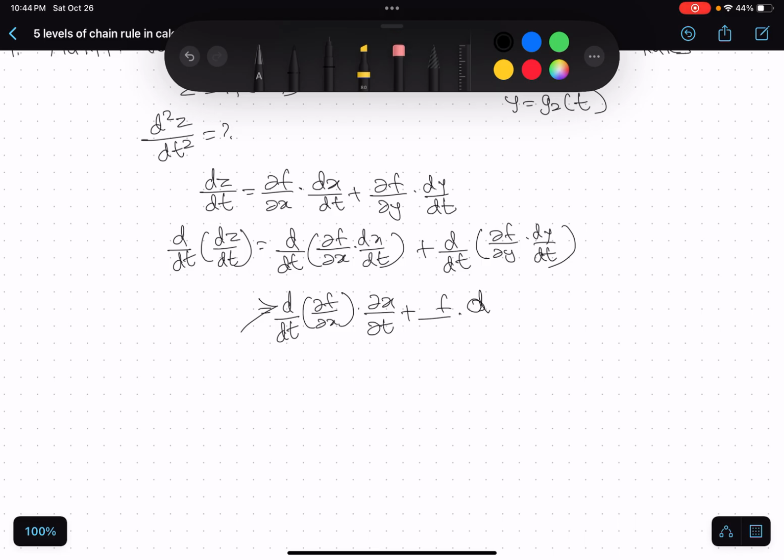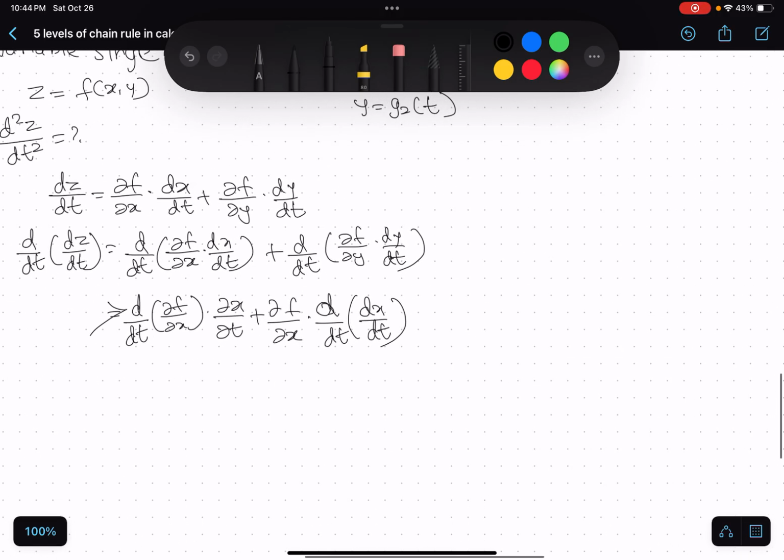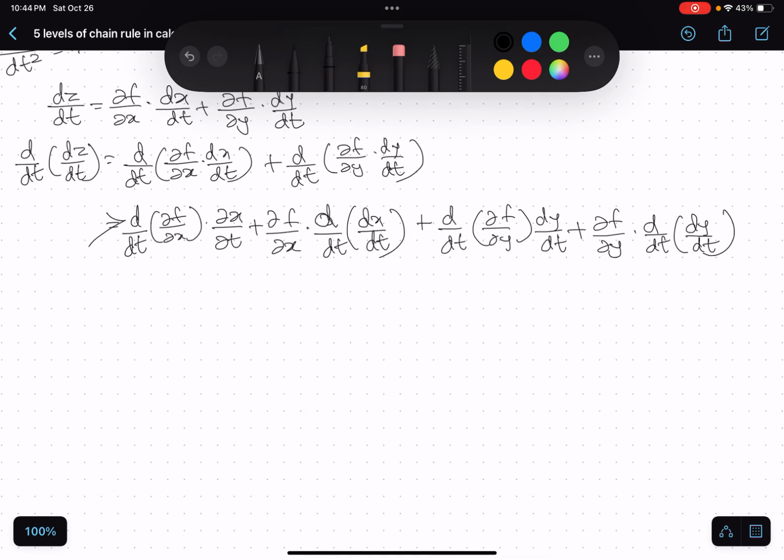Okay, and then, okay, this was partial actually. Okay, d by dt of dx by dt, right? This is just the product rule. Over here also we will have the product rule. We will have d by dt of partial f by partial y, and then dy by dt as it is, plus partial f by partial y times d by dt of dy by dt, right? Now after this, notice that we can write these easily as d square x by dt square, just the second derivative of x with respect to t. We can also write easily that this is the second derivative of y with respect to t, right?